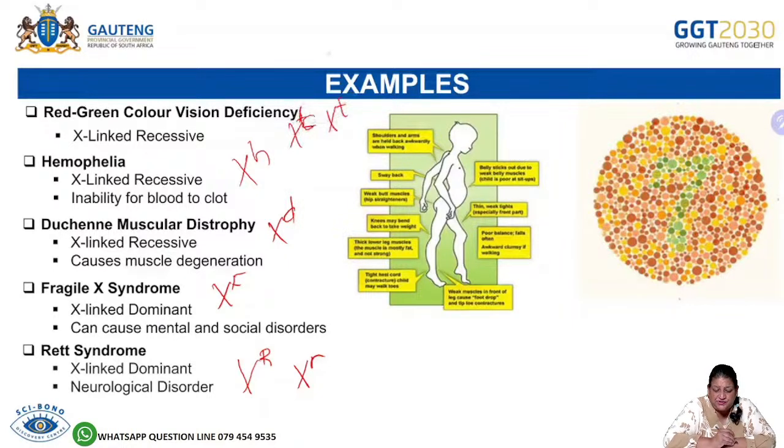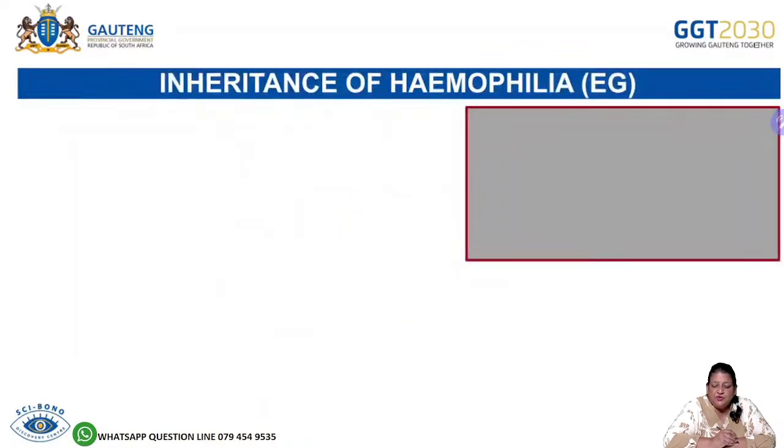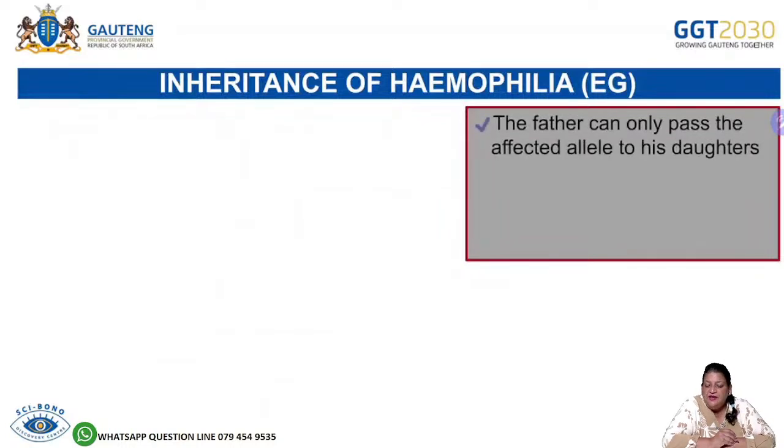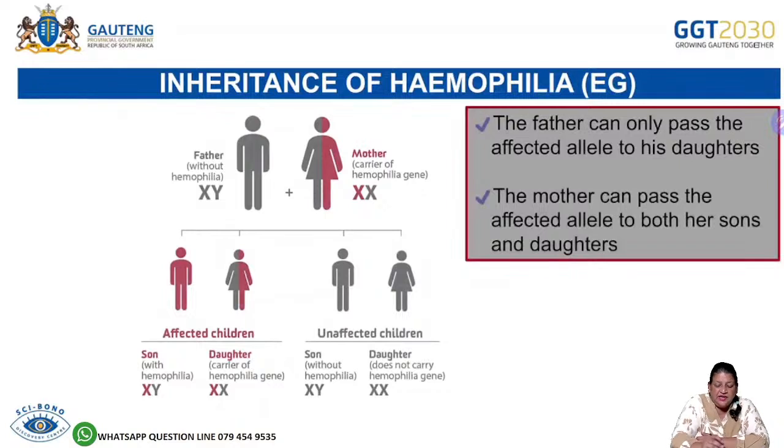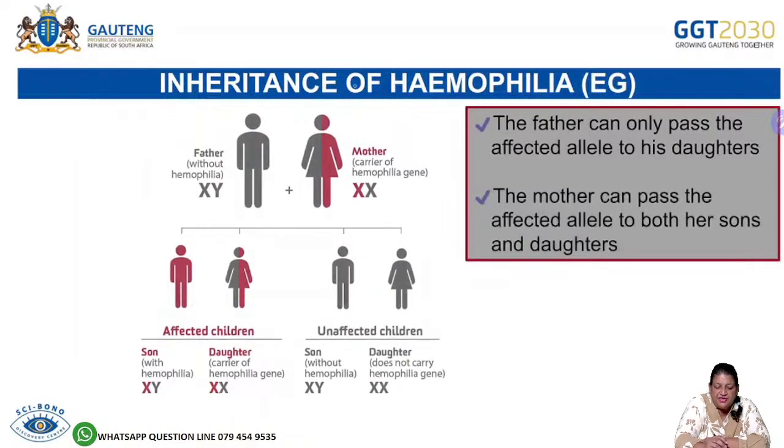That's very important. Now we're going to look at the inheritance of hemophilia. The father can only pass his affected allele to his daughters, right? And then the mother can pass her affected alleles to her sons and daughters, and we've seen it in the previous slide. You can see there's the father, there's the mother, and the father is always XY. We're dealing with sex chromosomes, XY. Mother is XX as sex chromosomes.